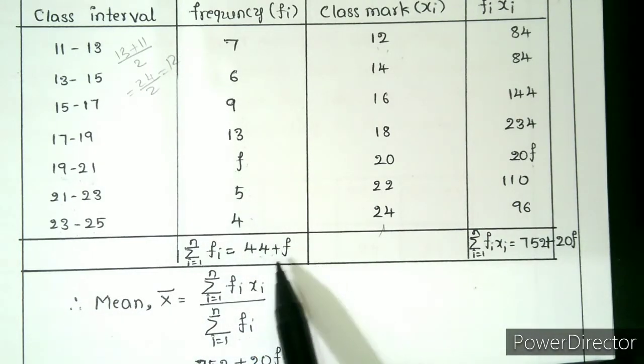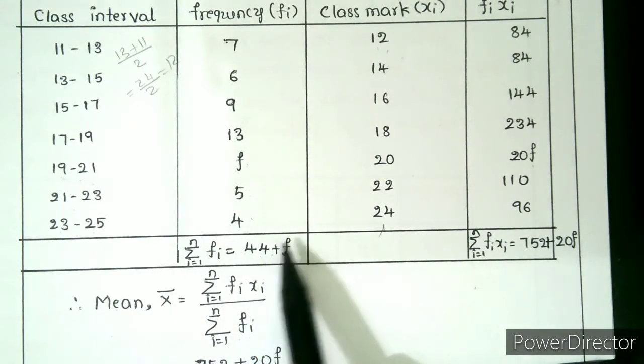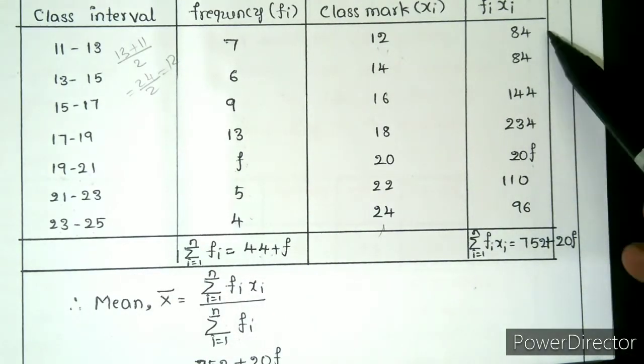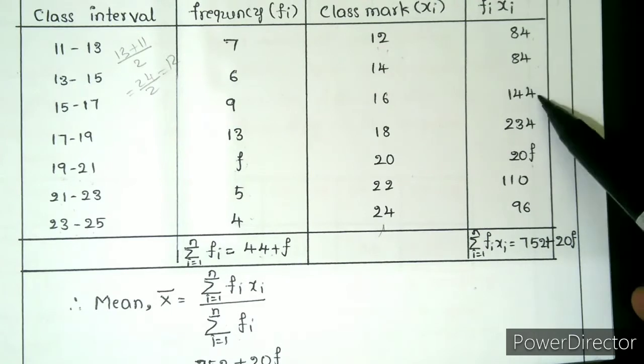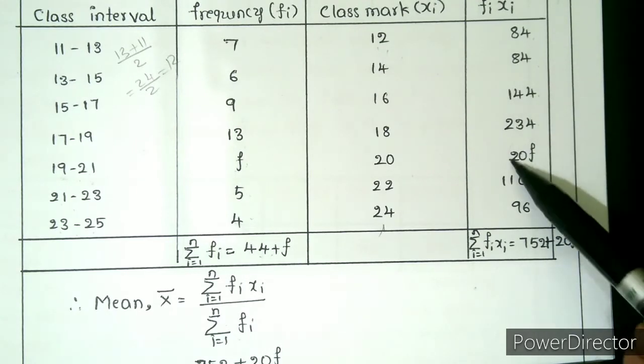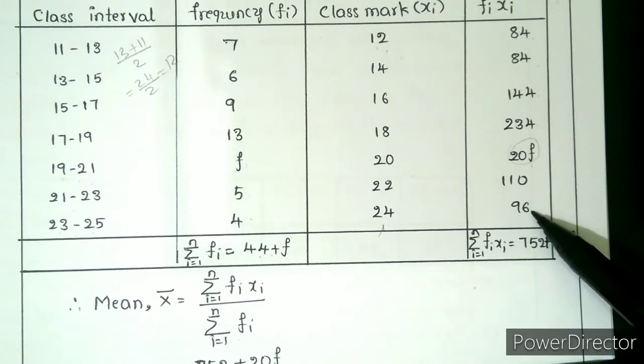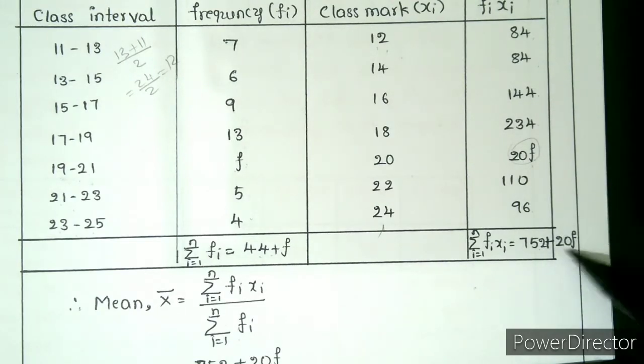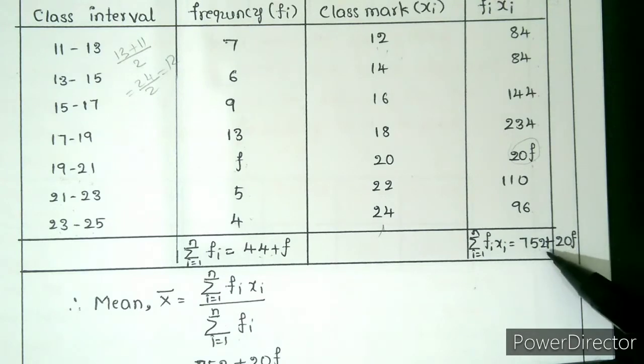Plus f because it is addition, so write plus f. So 44 plus f, and here the addition is, so add 84, 84, 144, 234 and leave 20f as it is, 110, 96 you get 752 plus 20f. 20f is a different group, because it has a coefficient f.